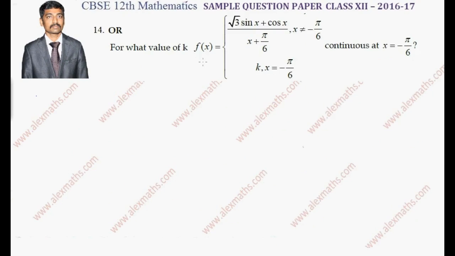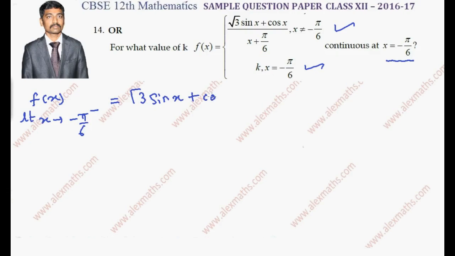For what value of k is the given function continuous at x is equal to minus pi by 6? We will take f of x, limit x tending to minus pi by 6 minus. For that, I have to choose the first function because that is for x not equal to minus pi by 6; this is equal to minus pi by 6. So instead of f of x, I should take the whole function root 3 sin x plus cos x, whole divided by x plus pi by 6, and the limit value is x tending to minus pi by 6 minus.